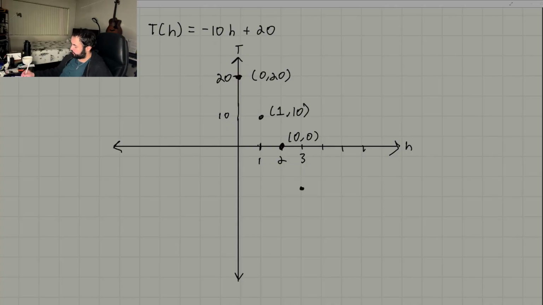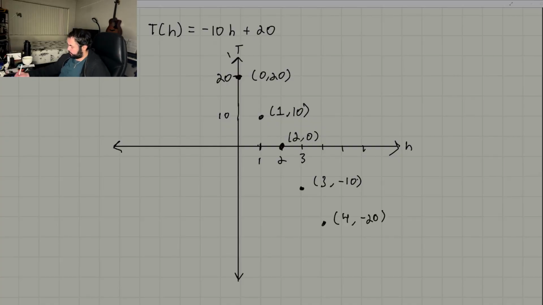So at h is equal to 3, our function, oh, actually, I made a mistake here. This is equal to 3, 0. No, I made another mistake. Excuse me, I'm very tired. This is equal to 2, 0. And then this point is equal to 3, negative 10. And then at 4, we have 4, negative 20.